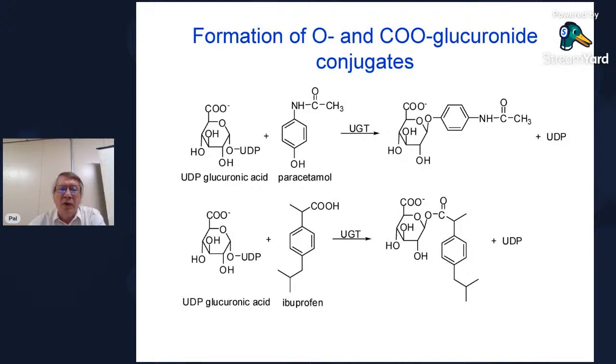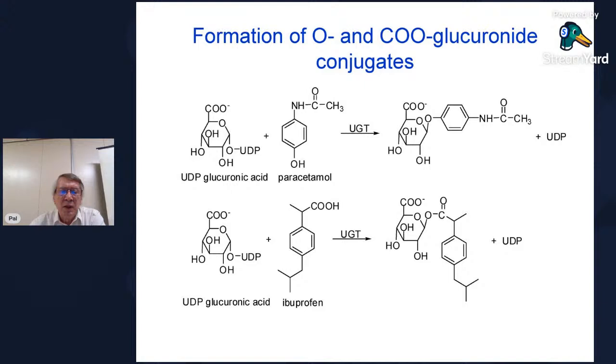As for the chemistry of the glucuronic acid conjugation, here are two examples. One of the examples is the well-known drug paracetamol, and the other one is ibuprofen. Paracetamol is a phenolic derivative, and this is the activated form of glucuronic acid activated by uridyl diphosphate. The activated form of glucuronic acid in the presence of the substrate paracetamol and the enzyme uridine glucuronic transferase results in formation of the O-glucuronide, in which the phenolic or the alcoholic compound directly links to the oxygen atom of the anomeric carbon of the glucuronic acid.